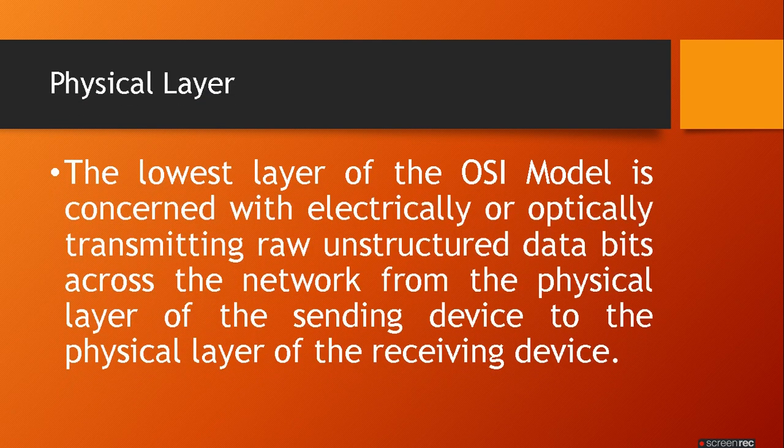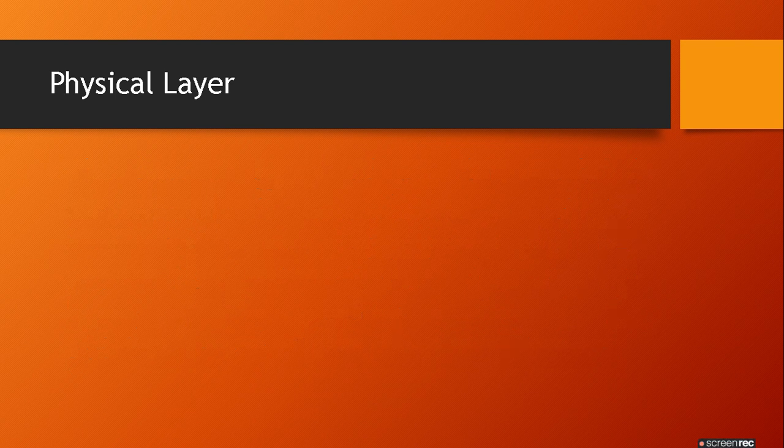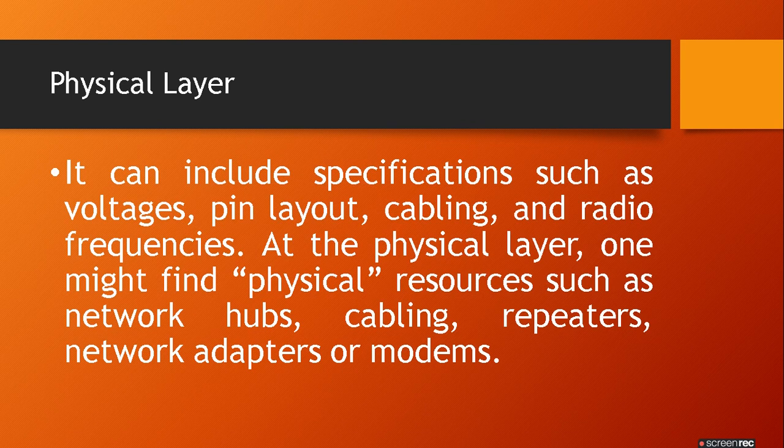Now we will talk about the 7 layers. The first one is the physical layer. The physical layer is the lowest layer of the OSI model and is concerned with electrically and optically transmitting raw unstructured data bits across the network from the physical layer of the sending device to the physical layer of the receiving device. The physical layer can include specifications such as voltages, pin layout, cabling, and radio frequencies. At the physical layer, one might find physical resources such as network hubs, cabling, repeaters, network adapters, or modems.